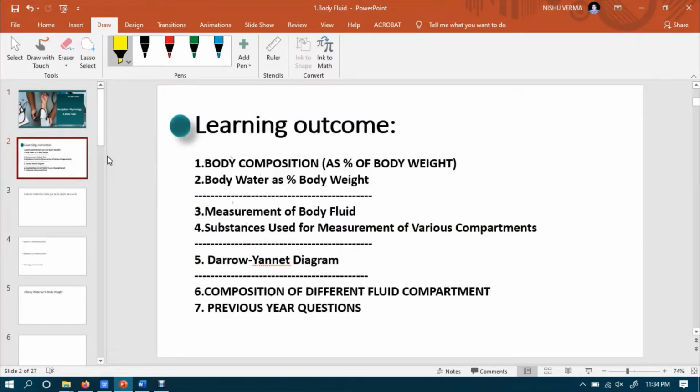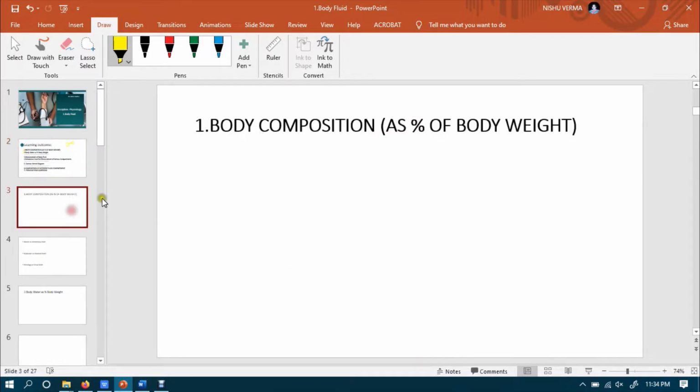So basically, I divide my video in four parts. This is a series of four parts. Today we're going to discuss part one. The learning outcomes will be body composition as a percentage of body weight, and the second topic is body water as a percentage of body weight. So let's begin our topic. The first learning outcome is body composition as a percentage of body weight.